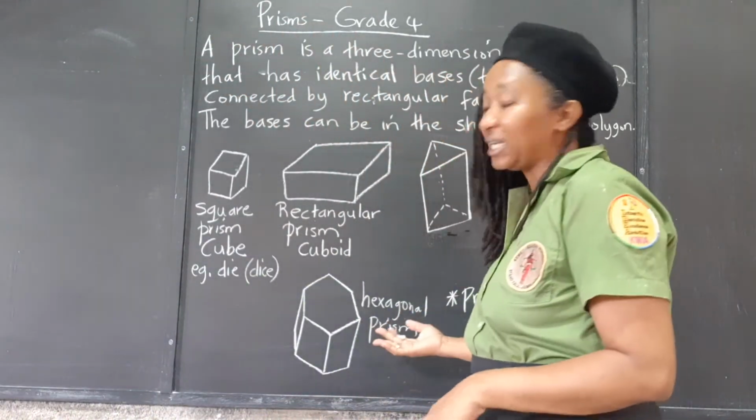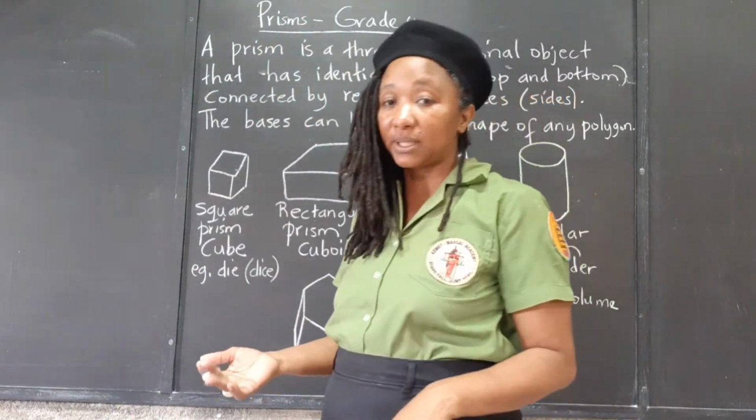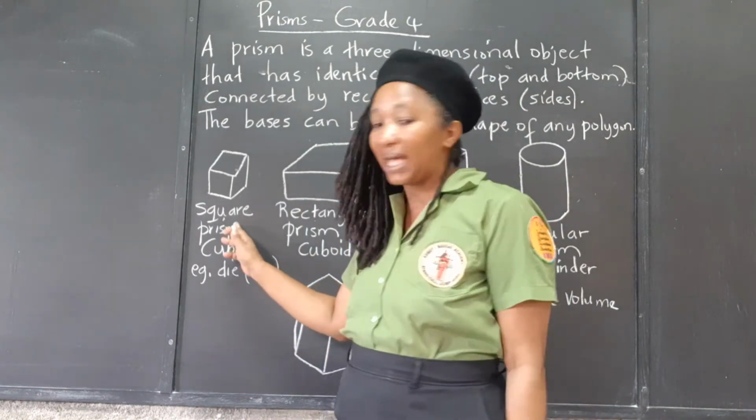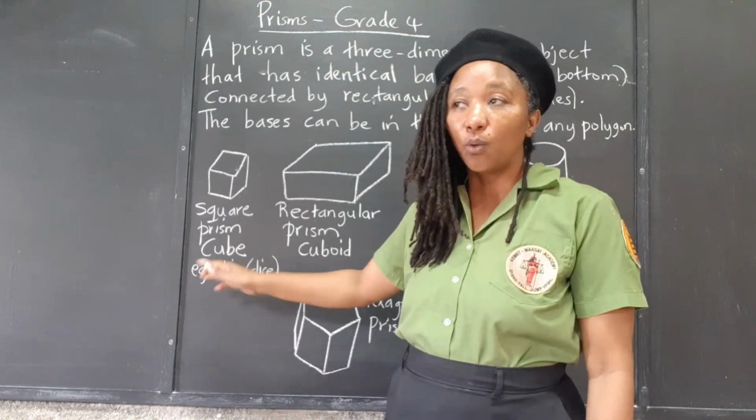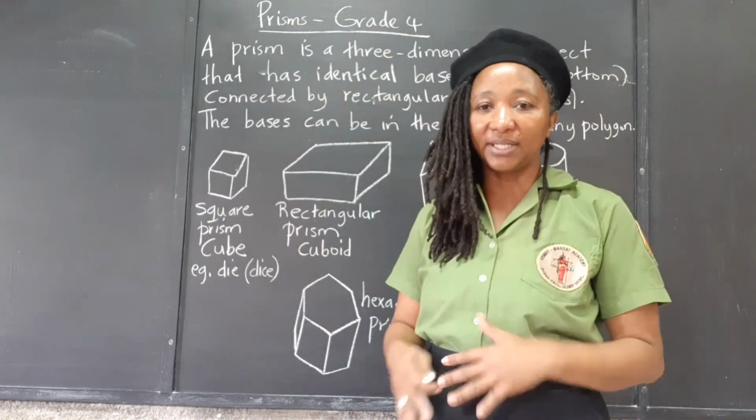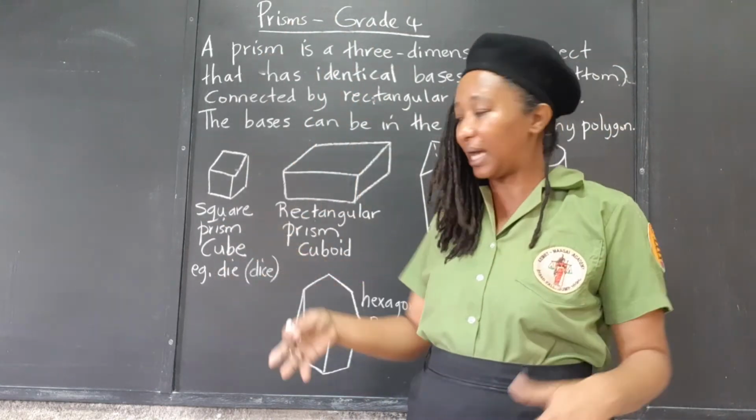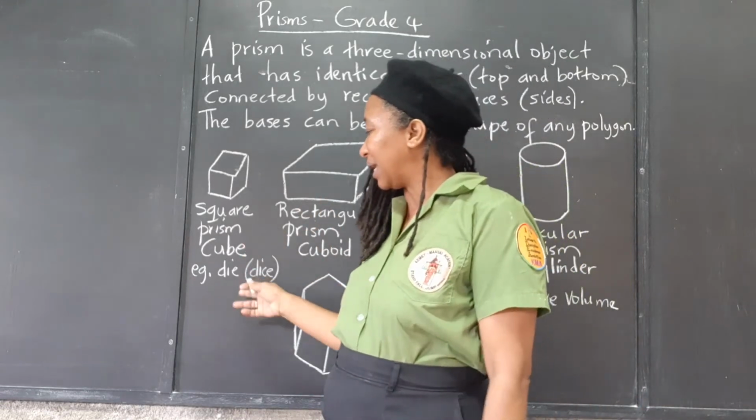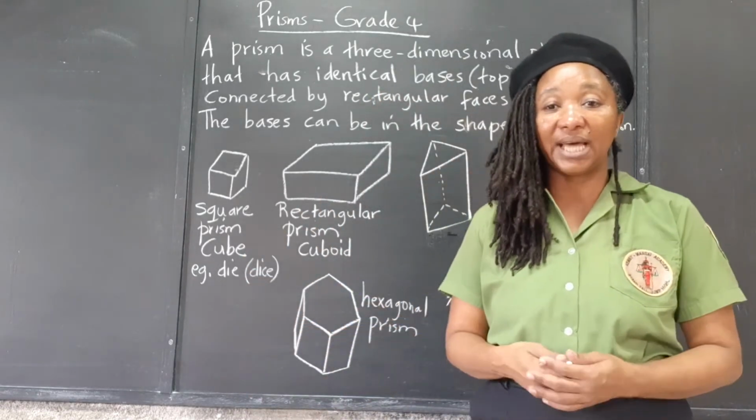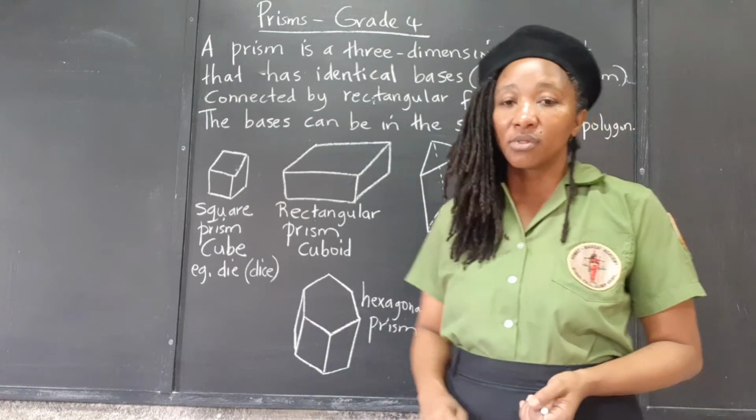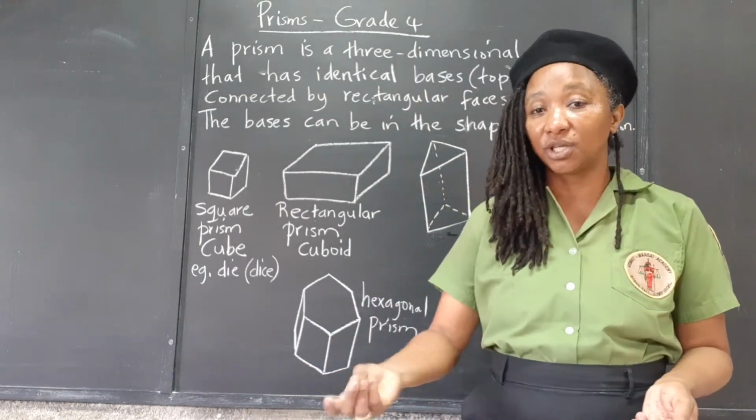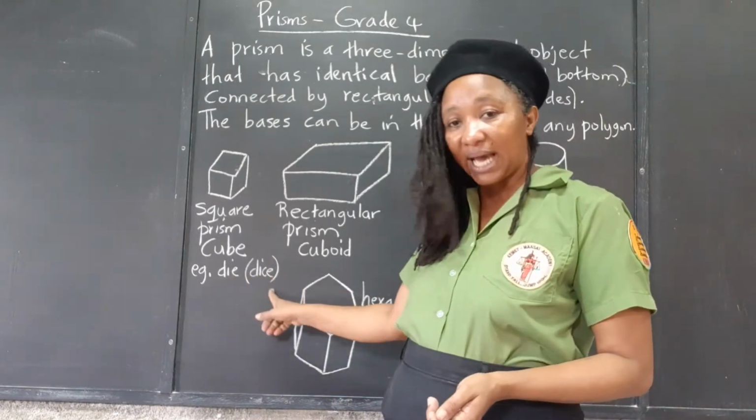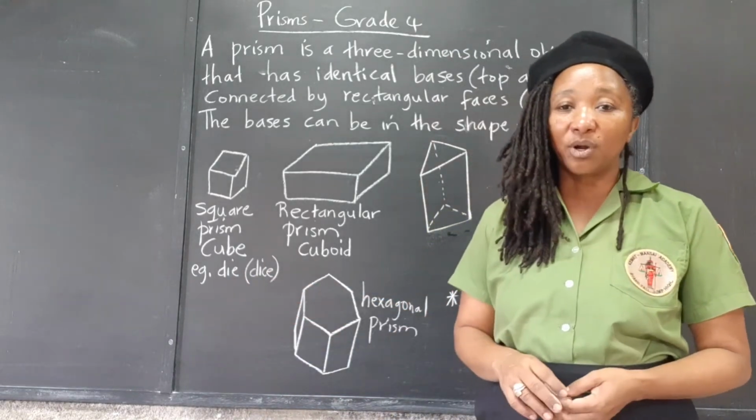Now we have special names for some prisms. So the square-based prism is called a cube. So once it's square on all sides, base, top, side, it's called a cube. And an example is the die. You know the die that you toss when you're doing probability or playing certain games, die, plural dice. That's an example of a cube.